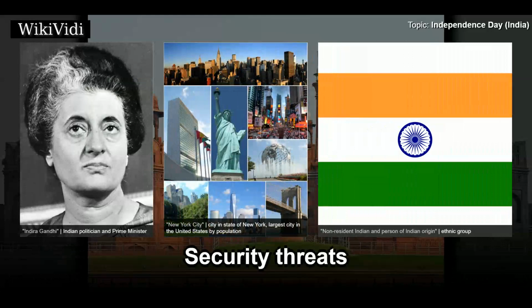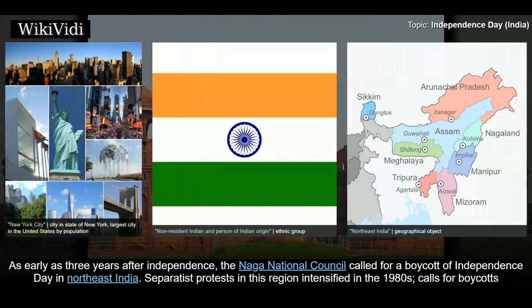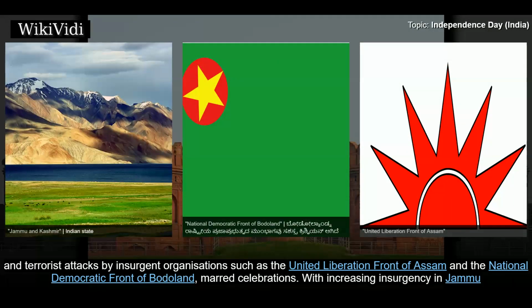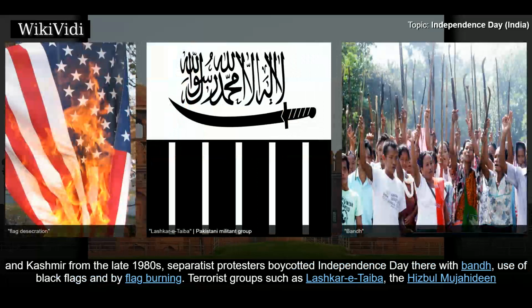Security threats. As early as 3 years after independence, the Naga National Council called for a boycott of Independence Day in northeast India. Separatist protests in this region intensified in the 1980s. Calls for boycotts and terrorist attacks by insurgent organizations such as the United Liberation Front of Assam and the National Democratic Front of Bodoland marred celebrations. With increasing insurgency in Jammu and Kashmir from the late 1980s, separatist protesters boycotted Independence Day there with banned use of black flags and by flag burning.